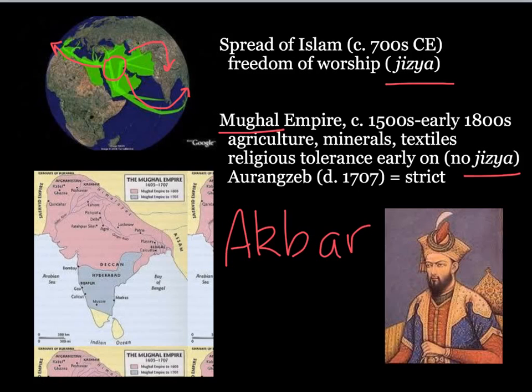When Akbar died, his successors began to dial back that religious tolerance. And so what we see instead is growing restrictions on the Hindu population. We can see this especially with the reign of the Emperor Aurangzeb. This is Aurangzeb right there. He already looks very strict, doesn't he?